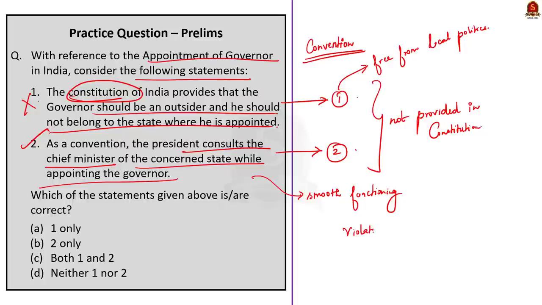So like I said, the provisions given in these two statements are convention. There is no such provision in the constitution. So statement 1 is incorrect and statement 2 is correct. So the correct answer to this question is option B, 2 only. Now moving on to the second question.